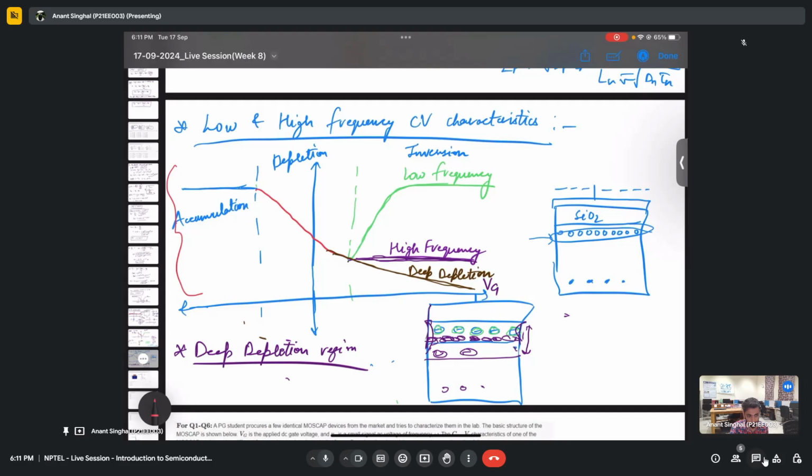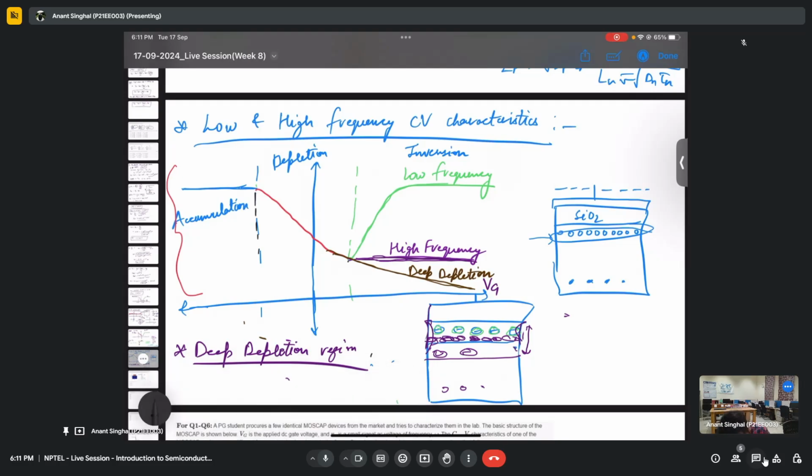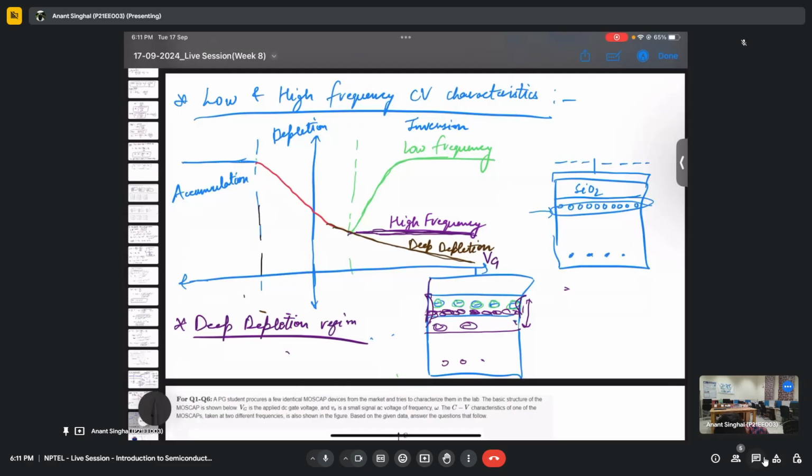Yes, sir. VT would be negative voltage. Yeah, by VT I remember this. Sorry, I forgot to label this. So this particular voltage is the flat band voltage. This particular voltage is the threshold voltage. This particular capacitance is the oxide capacitance. Sorry. Yeah, where was I? This is VFB, this is VT, this is Cox, and this is C minimum.